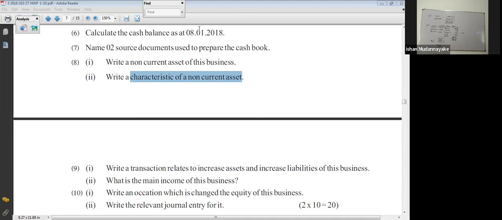Right. Savindya, clear? Savindya? Yes, sir. Yes, sir, right.